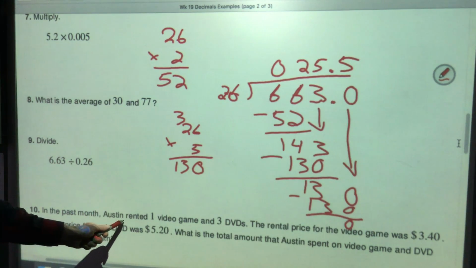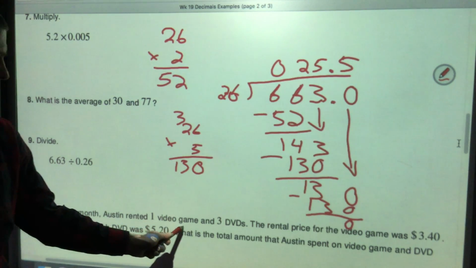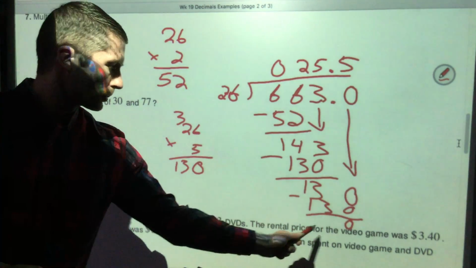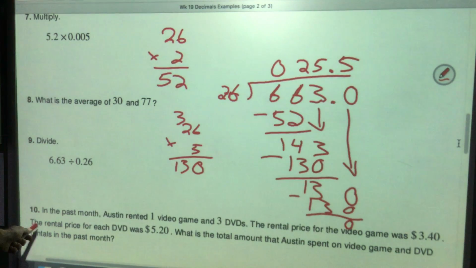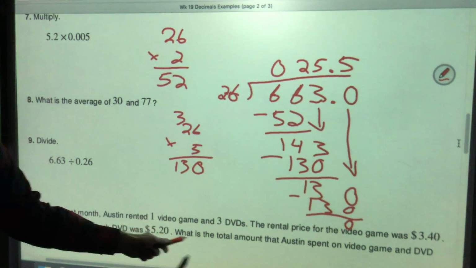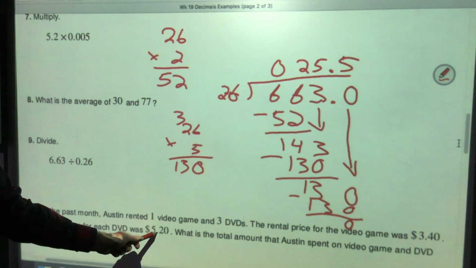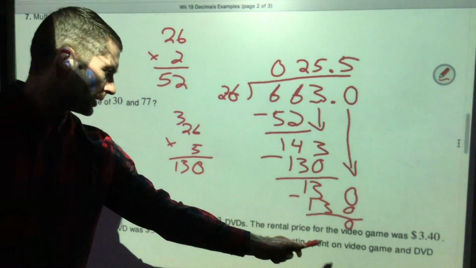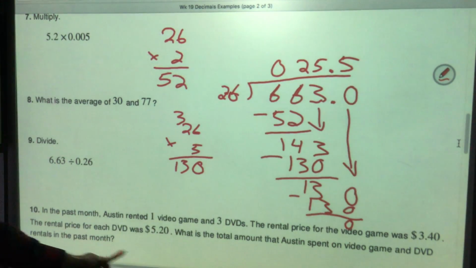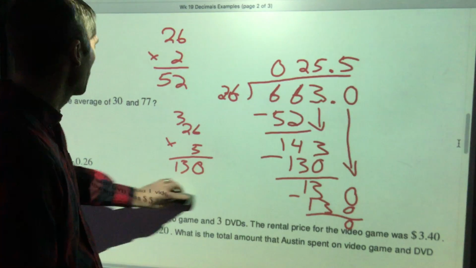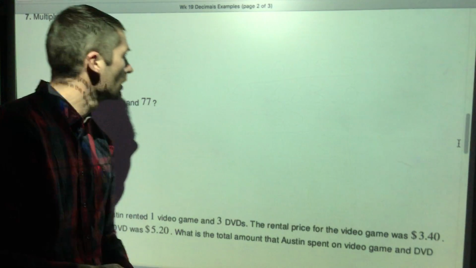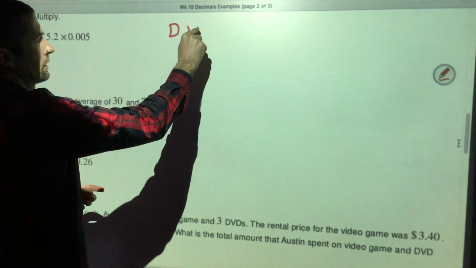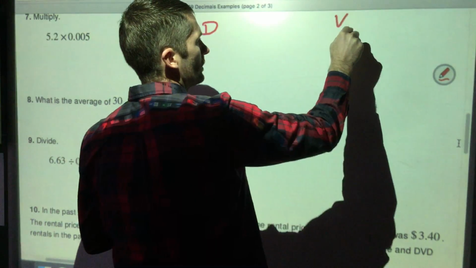In the past month, Austin rented one video game and 3 DVDs. The rental price for the video game was $3.40 for that one video game. The rental price for each DVD, all 3 of them, was $5.20 each. What is the total amount that Austin spent on video games and DVD rentals in the past month? Okay, so we could work this out in a lot of ways. I'll just do the DVDs over here, and I'll do the video games over here, and then we'll add the 2 prices together.